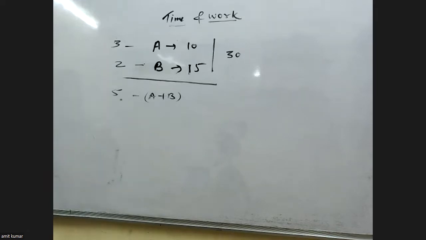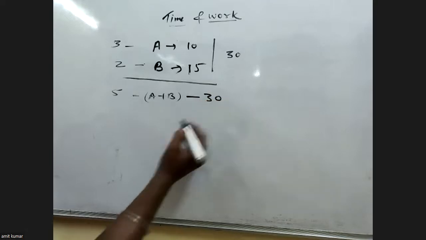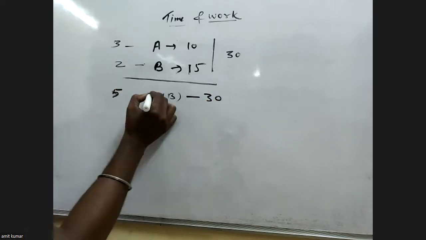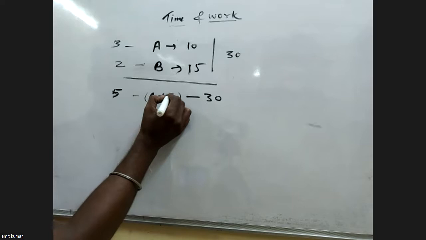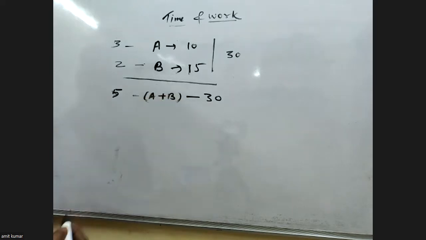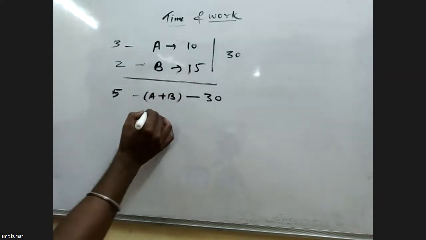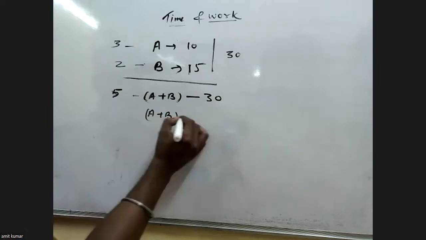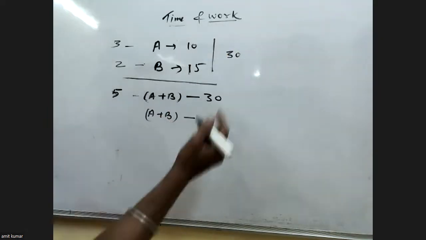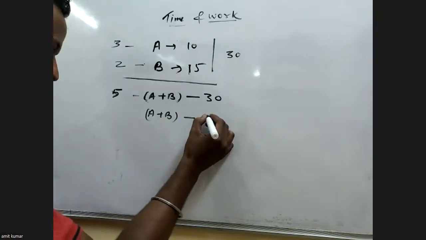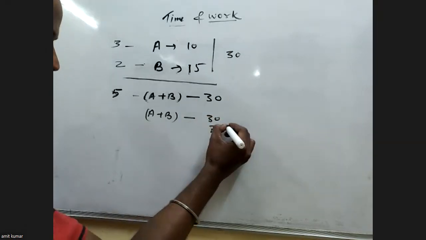So the total will be what? If A plus B is making 5 units within a day, then to make 30 units, how many days will be required? 6 days. So the answer is the same. Is it clear, beta? Yes, sir. Even if you take 60 as the total unit, you will get the same answer.